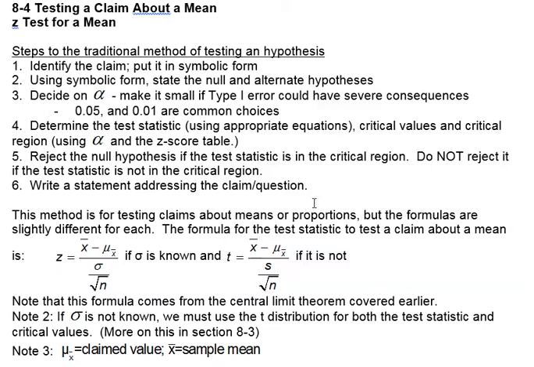Once we figured out the test statistic, we also figure out the critical value and critical region using our tables or using Excel. And we reject the null hypothesis if our test statistic falls in our critical region. We do not reject it if it's not in the critical region. So number 5 is our decision step. And our last step, not to be forgotten, is a statement addressing the original claim or question.